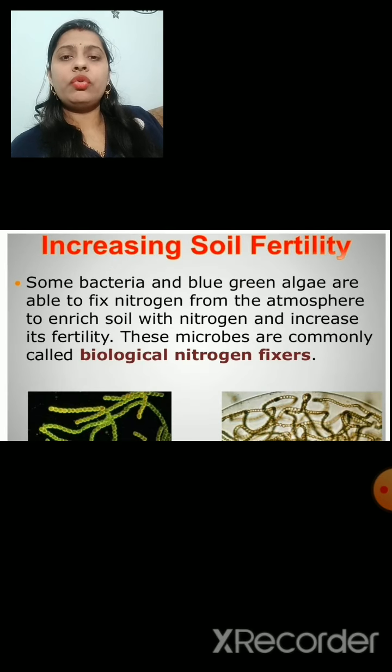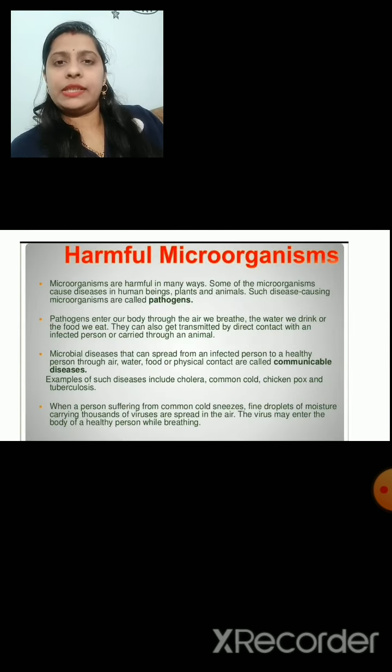Microorganisms are also used for increasing the fertility of the soil. Actually, microorganisms fix atmospheric nitrogen, which results in an increase in the fertility of the soil, and so they are called biological nitrogen fixers. These are some of the common uses of microorganisms in our day-to-day life.